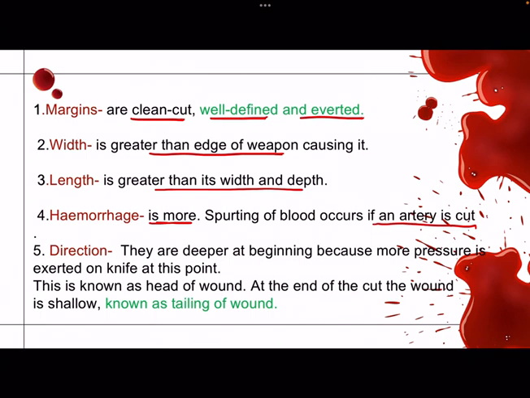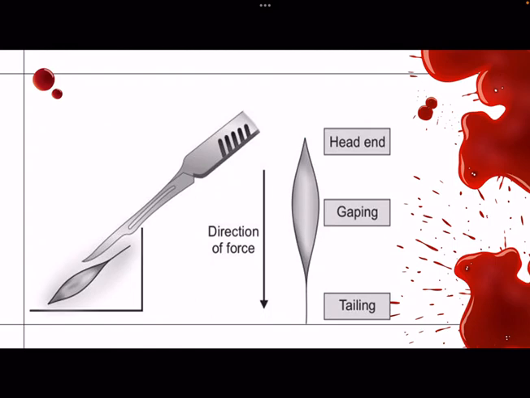Direction. They are deeper at the beginning. Why are they deeper at the beginning? Because more pressure is exerted on the knife at this point. That point is termed as the head of the wound. And at the end of the cut, the wound is shallow. This is known as tailing of the wound. In this diagram, you can see that this part is the head end, this part is the tailing, and between head end and tailing, you can also see the wound is gaping. Near the head end, the wound is deeper, whereas near the tailing end, the wound is shallower.